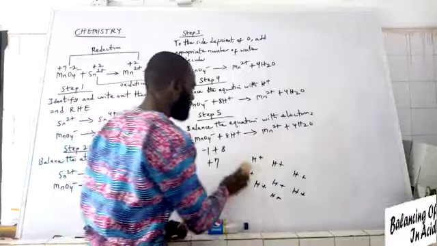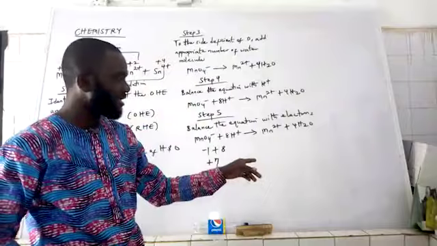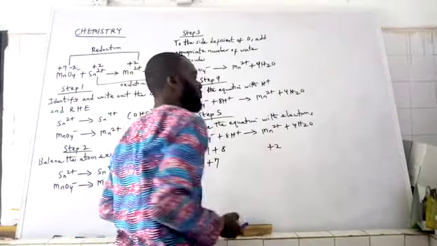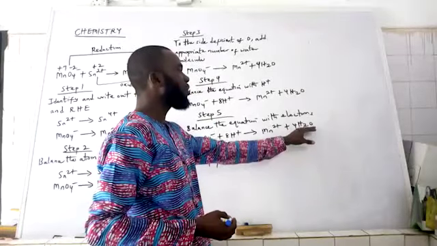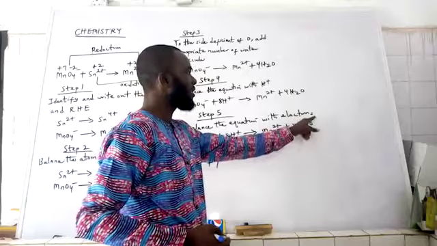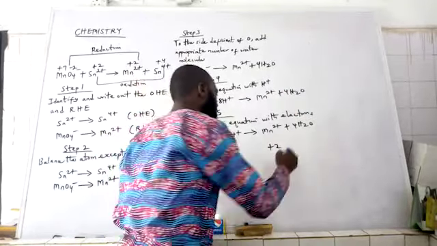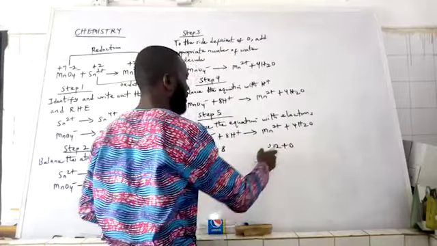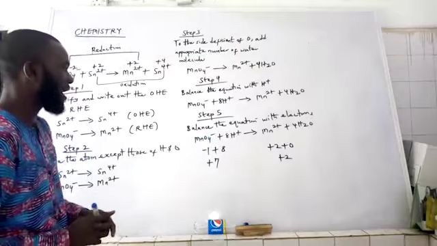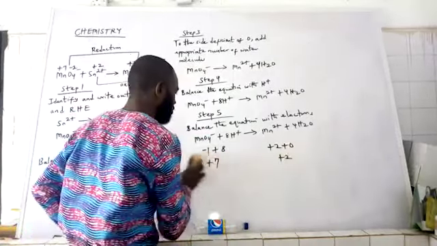Plus 7. Now, let me move on to the right-hand side. For the right-hand side, I have a charge of what? Plus 2. And don't forget that when you have a molecule or a compound like this with no net charge, the oxidation number of the molecule is actually 0. So that's plus 0. Plus 2 plus 0 is going to give me plus 2. So the net charge here is plus 7, the net charge here is plus 2. Good.